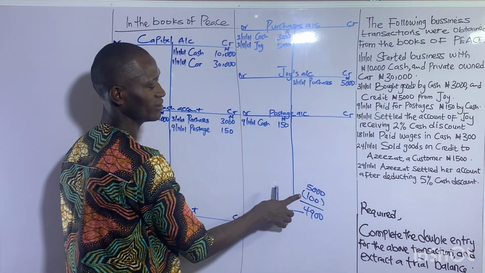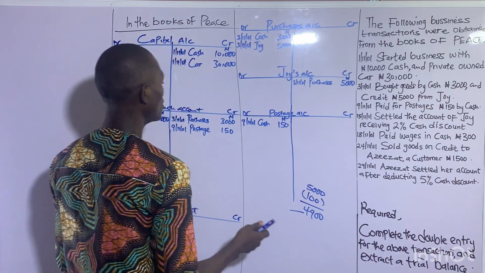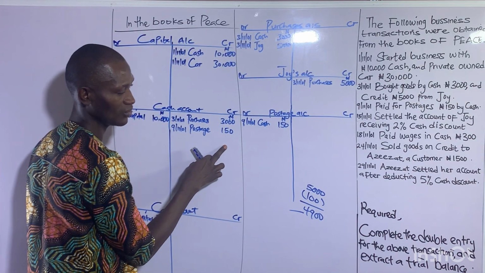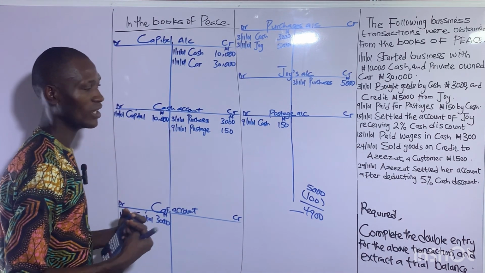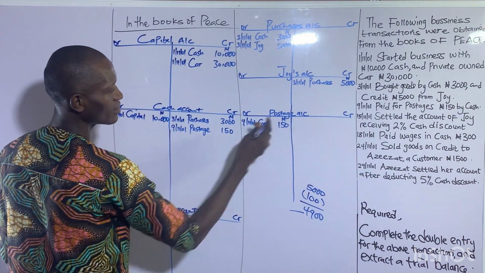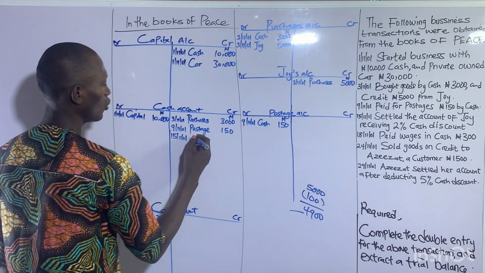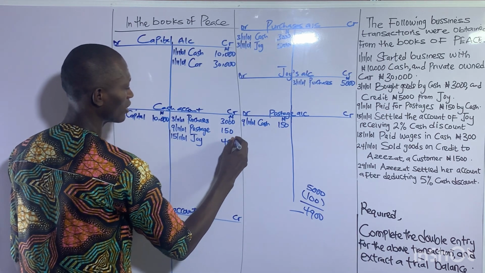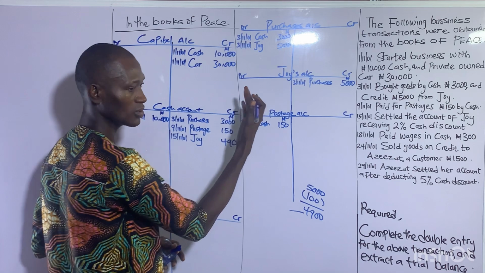So 100 naira is a discount. Then 4,900 naira was what was paid to Joy. So the cash is paying Joy now 4,900, and Joy is receiving it. So we are going to debit Joy and credit cash account. So let's credit cash account now. The date is 15/11/01. So Joy was being paid 4,900. Then since Joy is being paid, we are going to debit Joy because Joy is receiving.